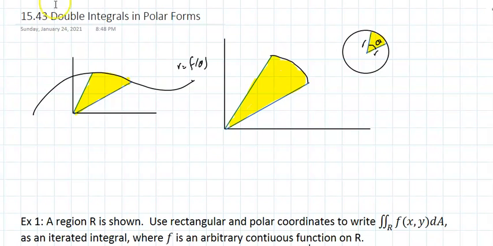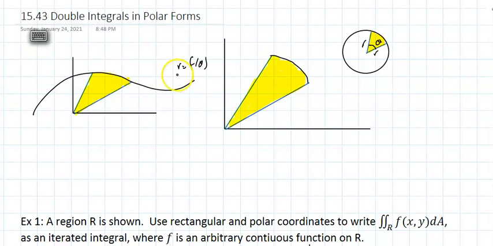Okay, section 15.4 for us in this class deals with, it depends which class you take. Cal Poly, that's 15.4. Pasadena, that's 15.3. In general, it's the double integral in polar form.